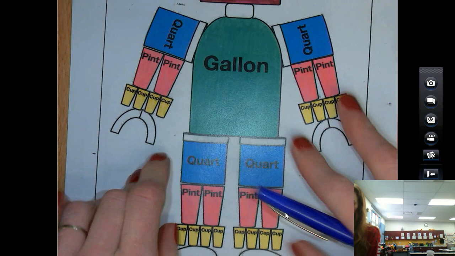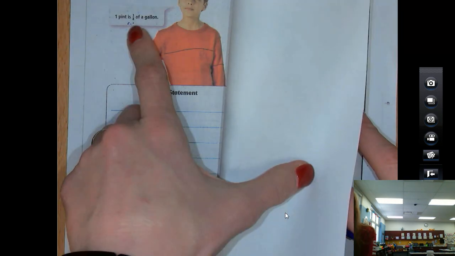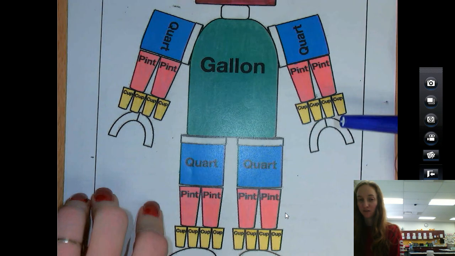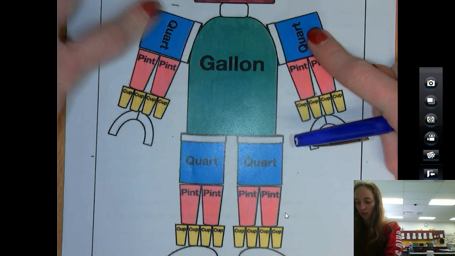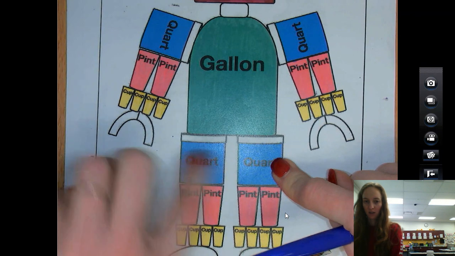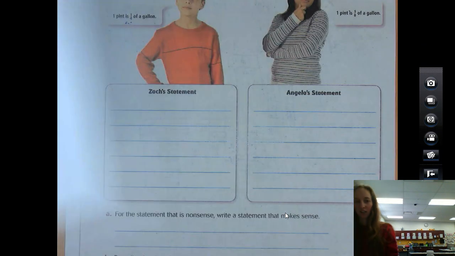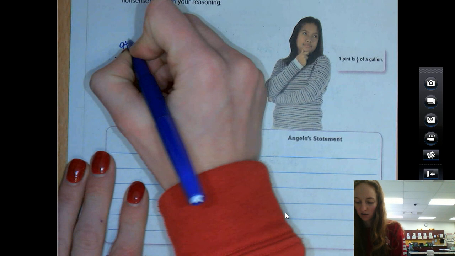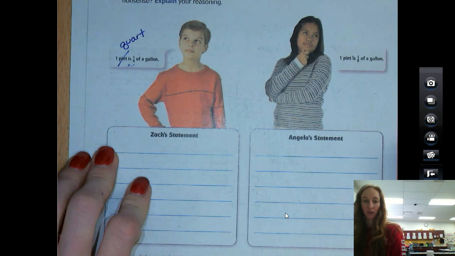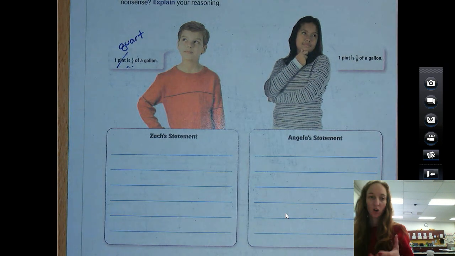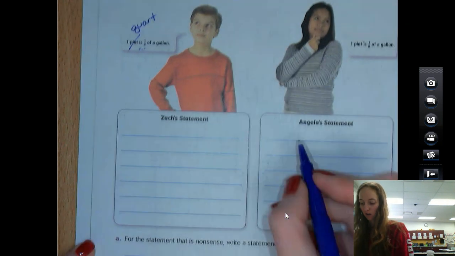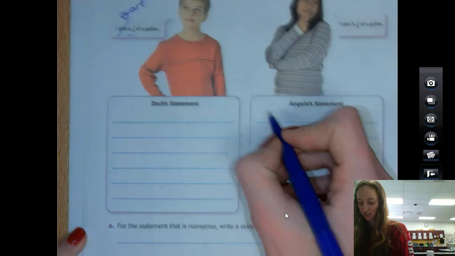Okay, let's see. This boy says it equals 1/4 of a gallon. Let's see what would equal 1/4 of a gallon. What can you get 4 of into this gallon? 1, 2, 3, 4. What did he mean to say? He meant to say 1 quart is 1/4 of a gallon, right? A quart, remember that brain pop? A quart is 1/4 of a gallon. 1/4 is a quarter. Okay, so Angela's statement makes sense.